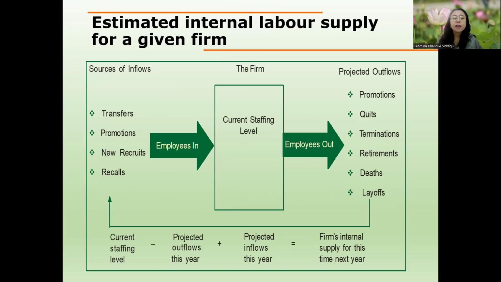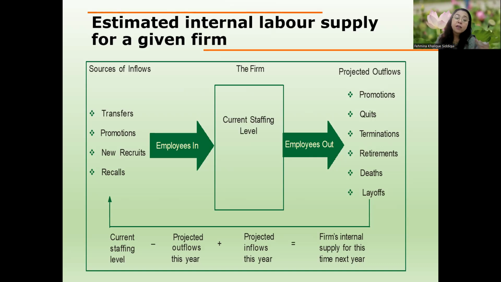So this is an estimated internal labor supply for a firm. As you can see on my left-hand side, the sources of inflows: how many employees are coming to our firm through transfers, how many vacancies are being filled through promotions, through new recruits or new hires, or through recalls? What are recalls? Recalls is if someone has left the organization, or during downsizing time we asked them to lay off, and those people can be recalled again in case vacancies arise.